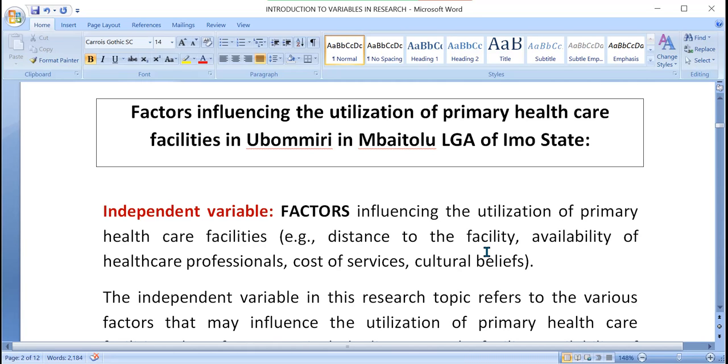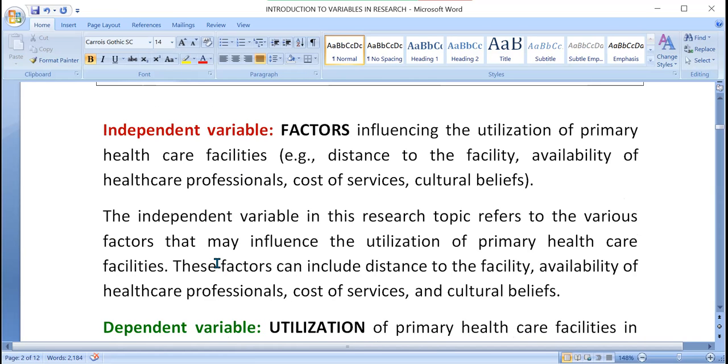Which is what we are assessing. We're trying to assess the influence of factors on utilization. And here, utilization is the dependent variable because any change in the independent variable has an effect on it. When the facility is closer, there's higher utilization. When the facility is far, there's low utilization. Okay, so in the research topic, the independent variable is the factors, while the dependent variable is the utilization.